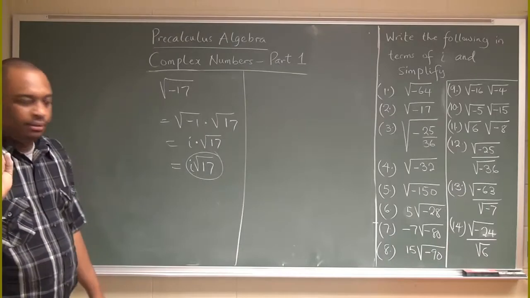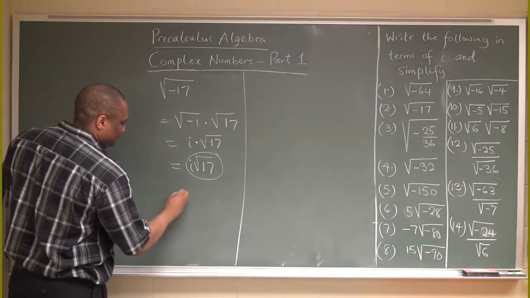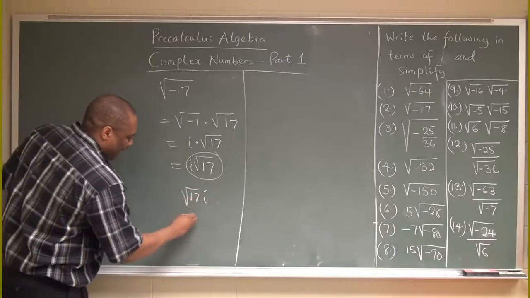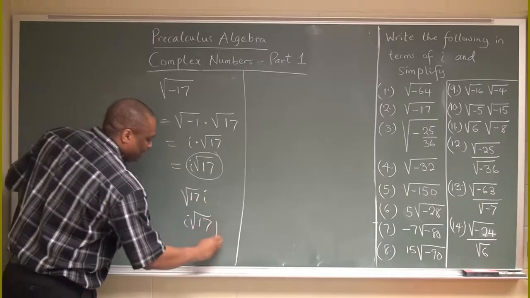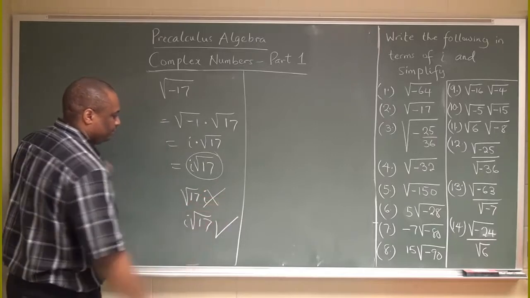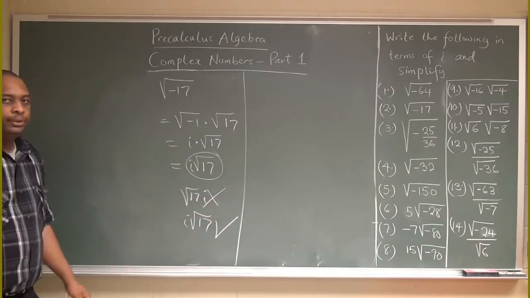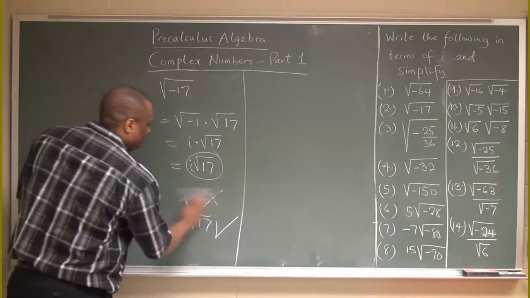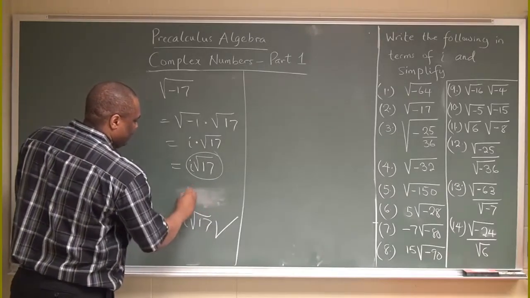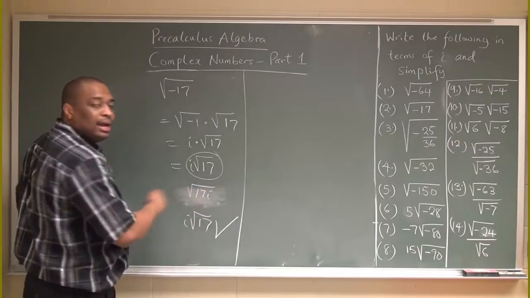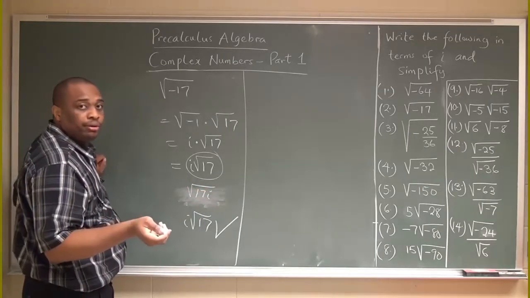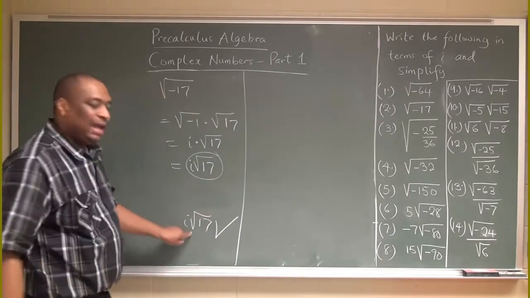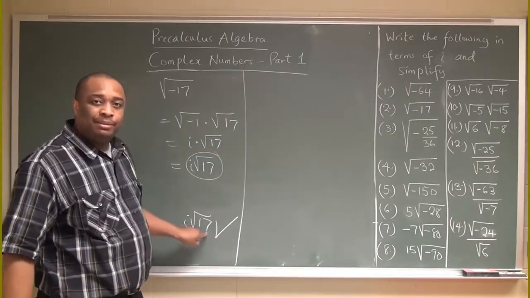Please take note. Please don't write it like this: square root of 17i. Just write i square root of 17. Write like this, don't write like that, because you might be tempted to write square root of 17i, and that is wrong. So we want you to write the i first, times the radical.